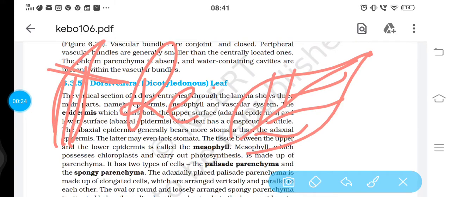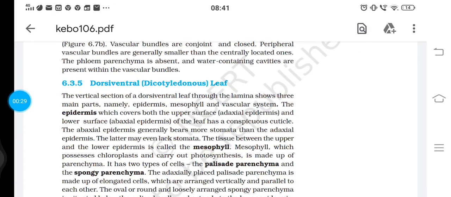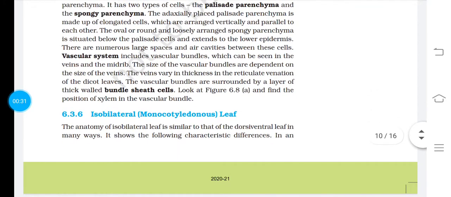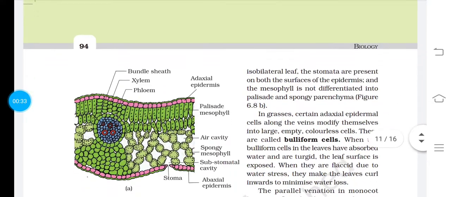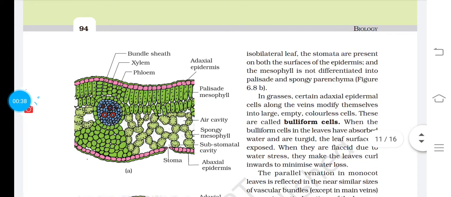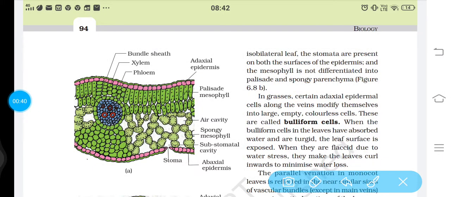When we cut this leaf, that means a TS of the leaf, then what is the structure we are going to observe under the microscope? That thing we are going to study here. The content written inside the book is very similar to the content depicted here in the diagram. First of all, we can see the upper surface is called adaxial surface, while the lower side is called abaxial. The outermost layer on the upper side is called adaxial epidermis, while on the lower side it is called abaxial epidermis.